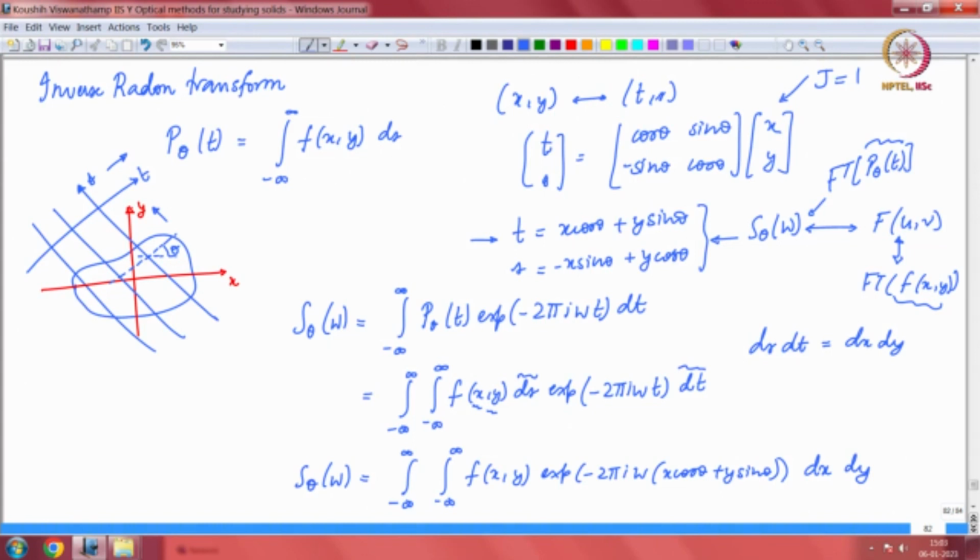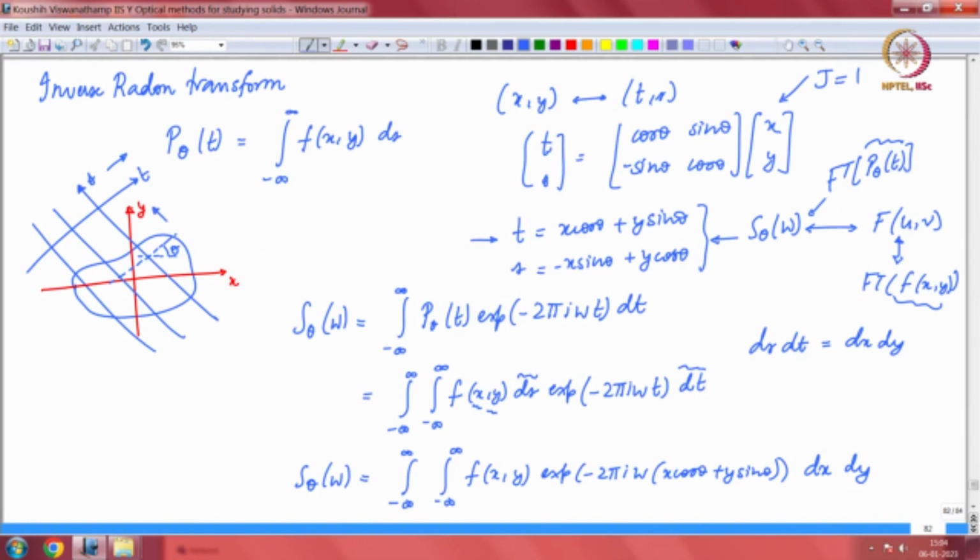So we said that if you take a 1D Fourier transform of p, that is shown over here, then you get this function called S theta of w. W is spatial frequency because now t is getting removed, t is like a spatial variable in this axis, and this S theta of w is a 1D Fourier transform of p theta of t, and the S theta of w we said was related to the 2D Fourier transform of f of x y, and we worked out this relation precisely.